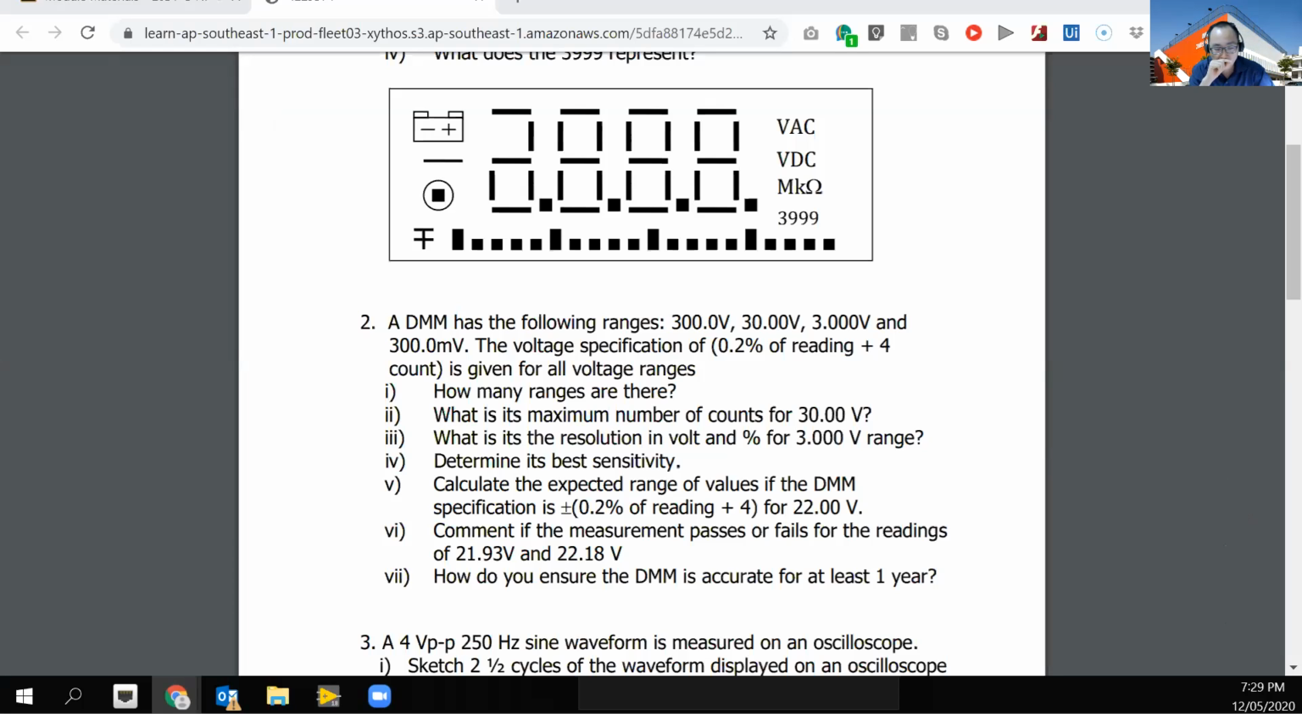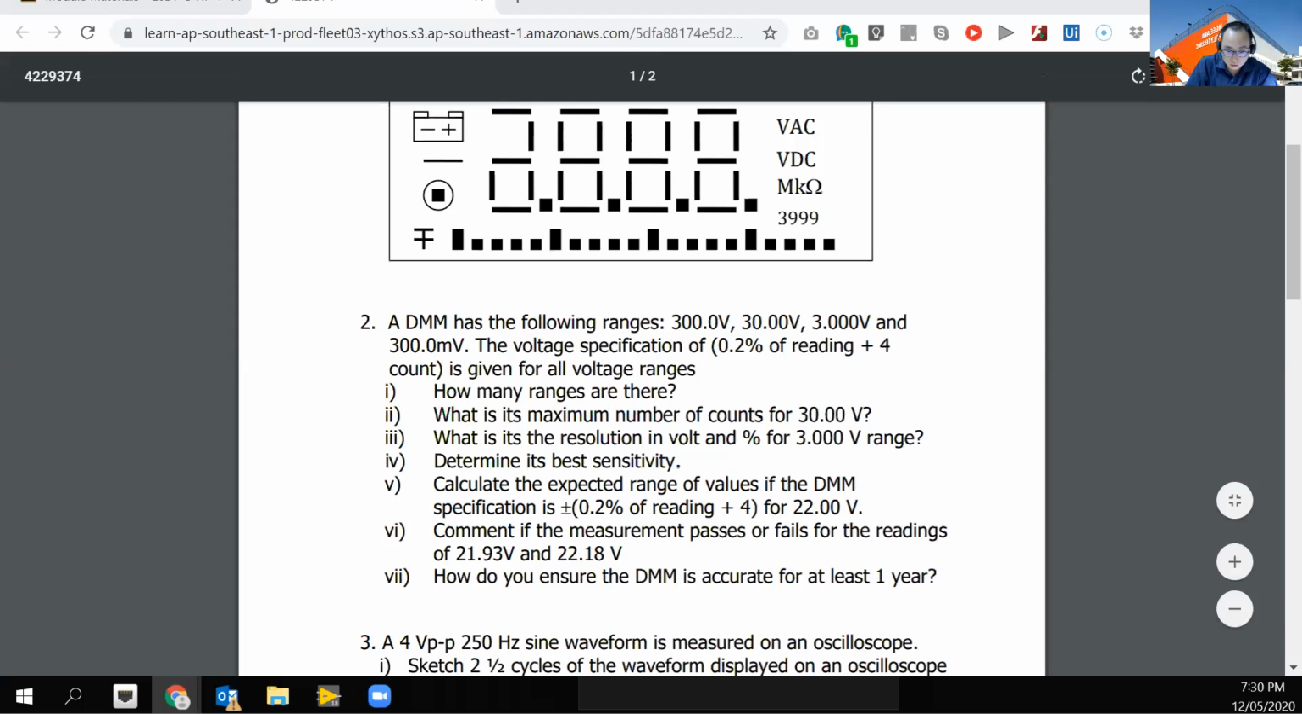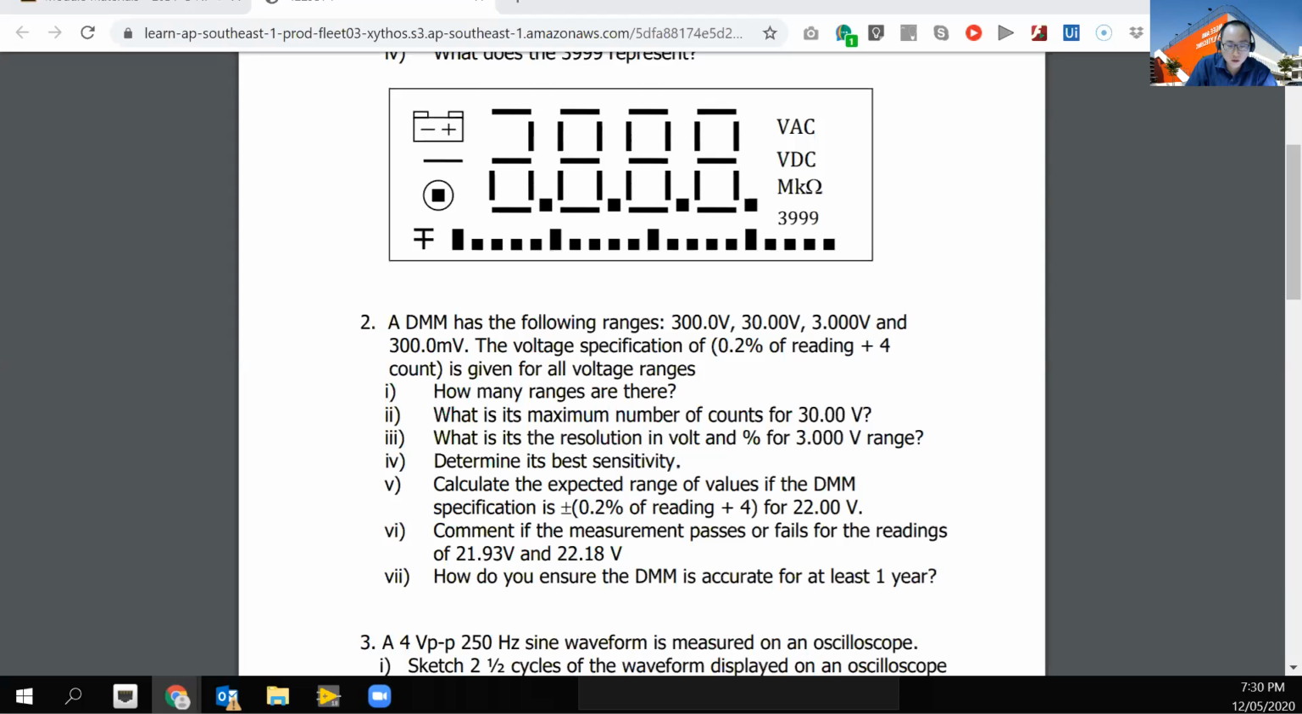It's based on the resolution on the range you are at. Let's say, for example, you're at 30.00 volt range. Your resolution is 0.01 volt, right? So in other words, you will get the number of counts by taking the range, 30 volt, divided by your resolution at 0.01. You will get 3,000 counts. What Mr. Kumar shared just now is correct.